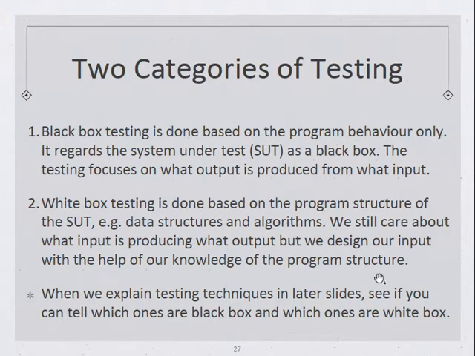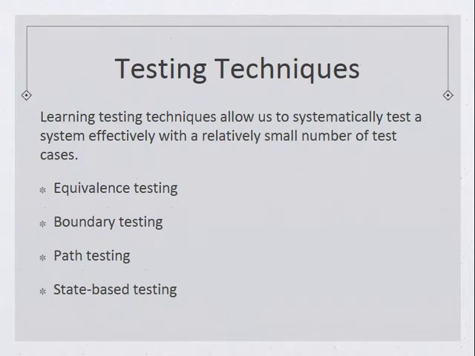White box depends on what data structures, what algorithms, and if-then-else, looping, whatever you're using; it depends on your internal program design. But black box does not depend on that. Black box only depends on input and output. And these are some basic testing techniques we will learn: equivalence testing, boundary testing, path testing, and state-based testing. I'll also have two other more advanced techniques to teach you later.